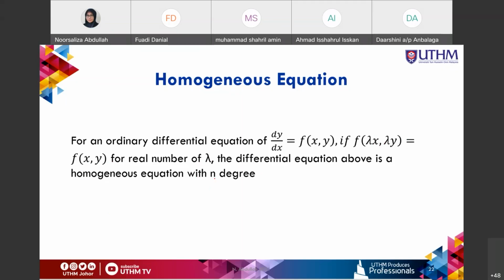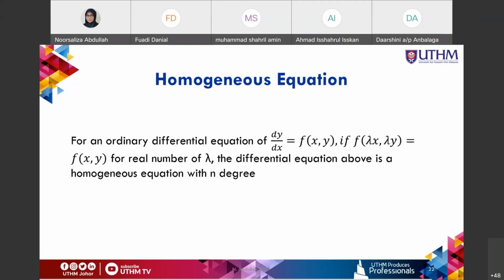Macam mana tu? Okay, kalau you test the equations, you gantikan, you tambahkan lambda dekat equation tu, and then you check balik dengan equation yang lama, you still get the same answer. Maksudnya dia equivalent, dia setara. Then the equations is homogeneous with n degree. Nanti kita tengok macam mana contoh dia.